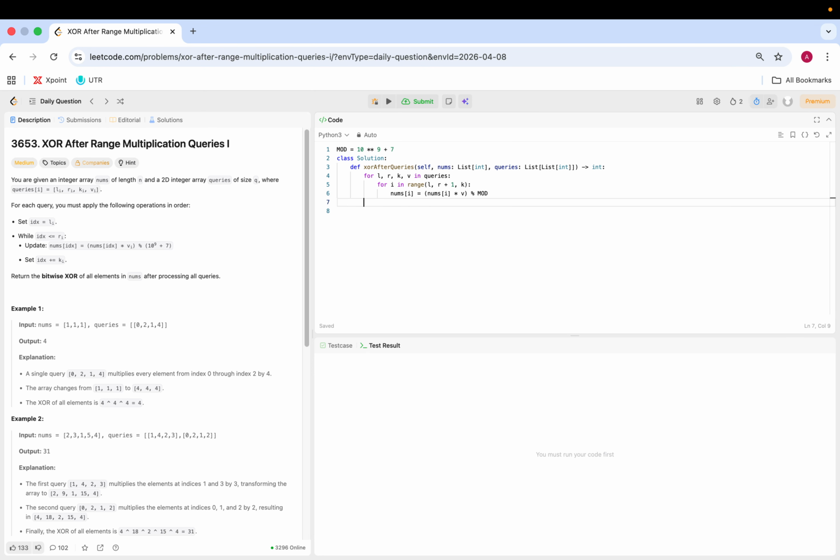Yeah, and then answer is equal to nums at 0, and then for num in nums from index 1 onwards, answer XOR equals num. Return answer.